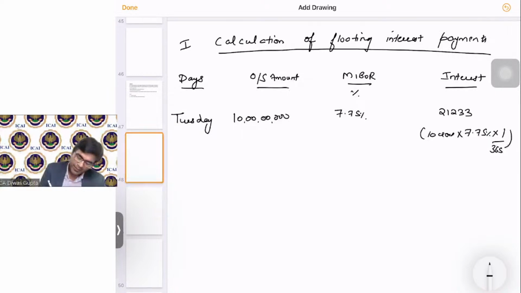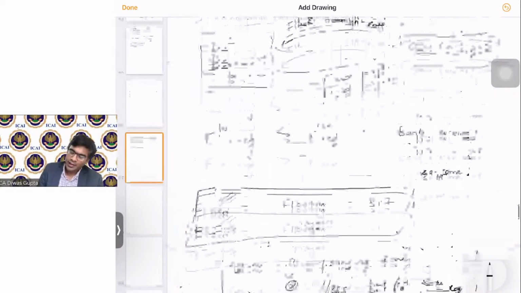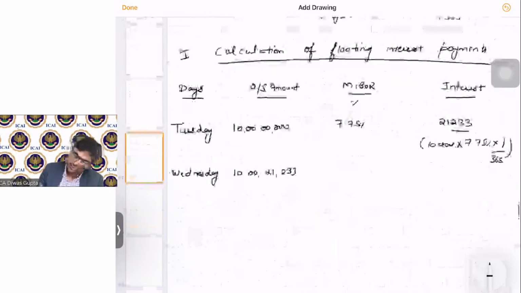Then comes Wednesday. So this is the interest for Tuesday, correct? Since I said that compounding on a daily basis, the Wednesday interest will not be calculated on 10 crore, but on 10 crore plus 21,233, which is the interest for Tuesday, which means daily compounding is happening. Now, what is the rate appearing on Wednesday? Wednesday is 8.15.